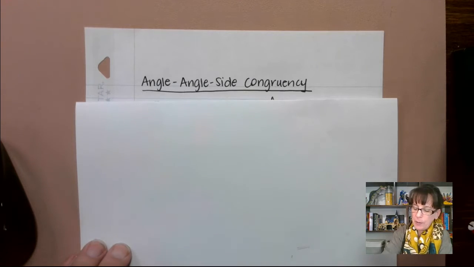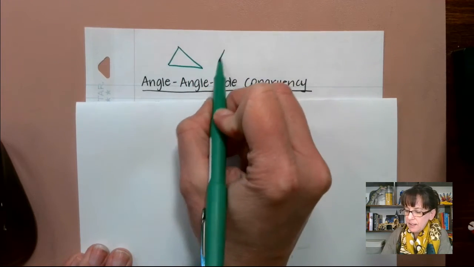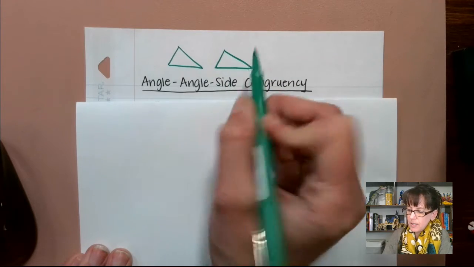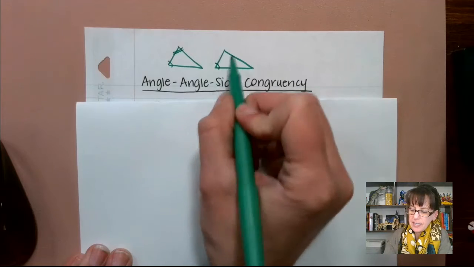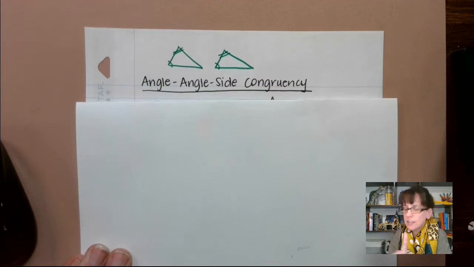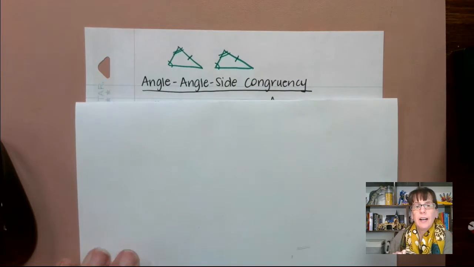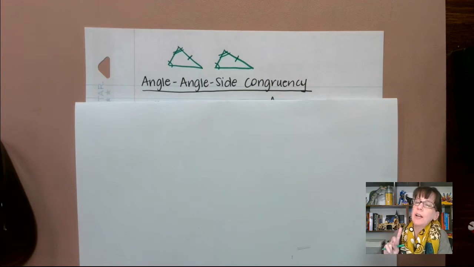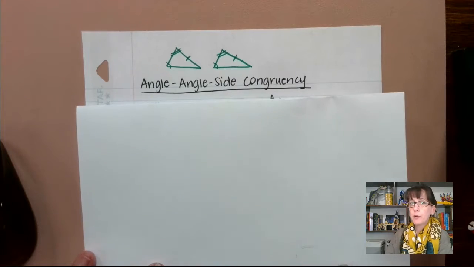This means if we have two triangles that look like this, and I say this angle and this angle are congruent to this angle and this angle, and then I have a side that is not in between those two angles, so either this side or the other side, if I say that those are congruent, then I can declare these triangles are congruent based on angle, angle, side. Okay, so let's talk about a proof with that.